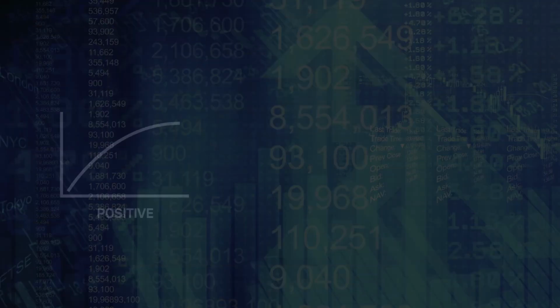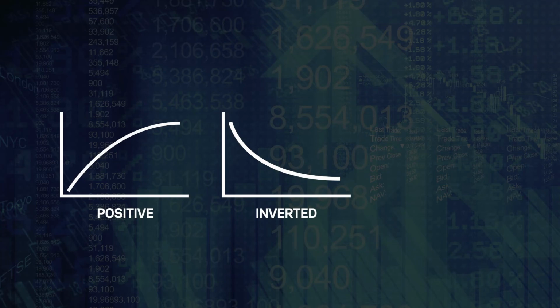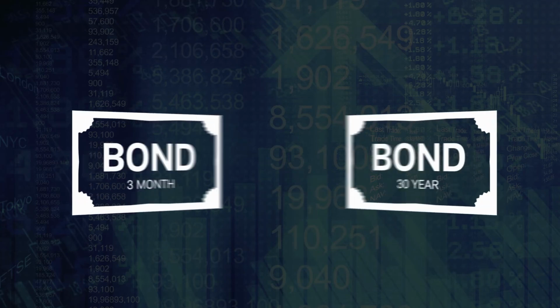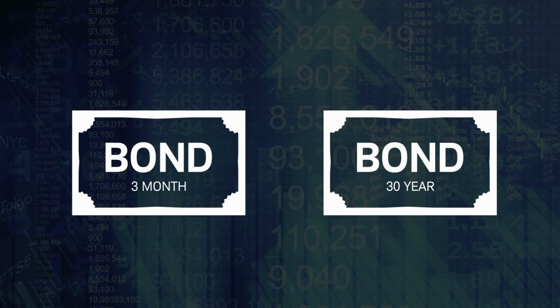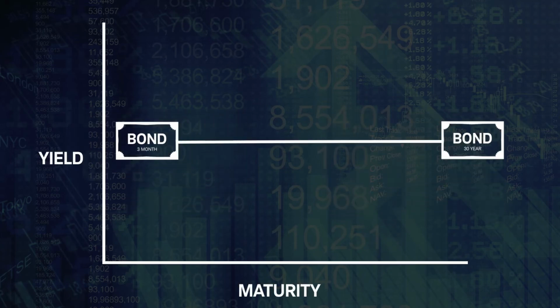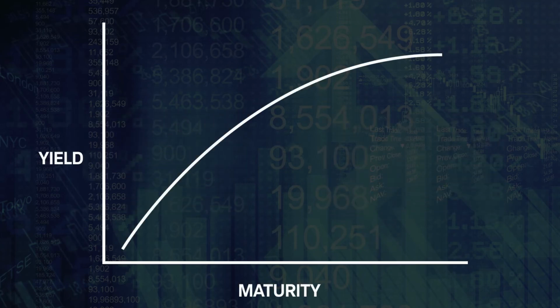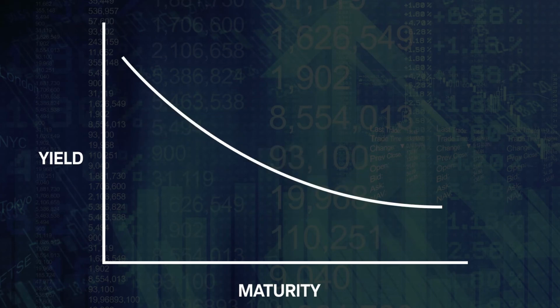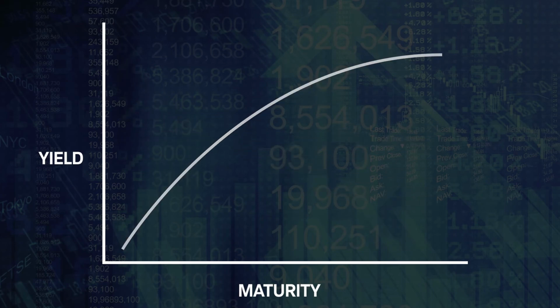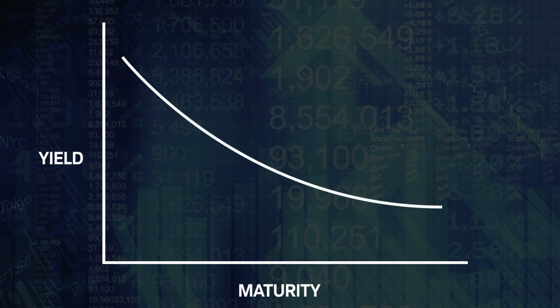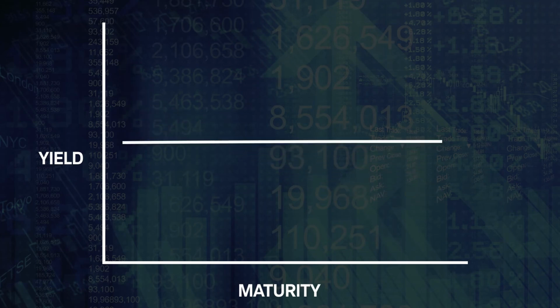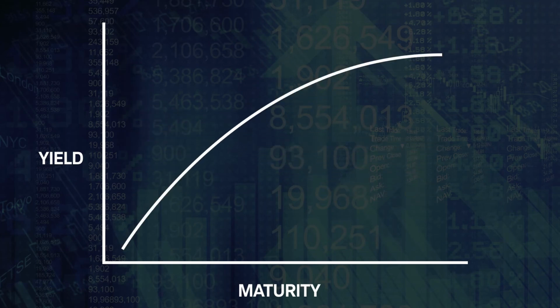Now that you understand positive and inverted yield curves, let's look at the third shape, a flat yield curve. This shape forms when yields of short and long maturities are roughly equal. A flat yield curve is usually a transition from positive to inverted, or from inverted to positive. For example, as the financial crisis took hold, the yield curve transitioned from inverted to flat, and then turned positive coming out of the crisis.